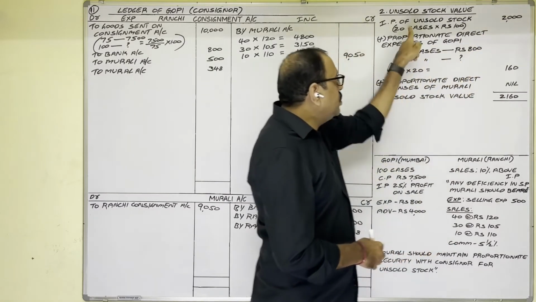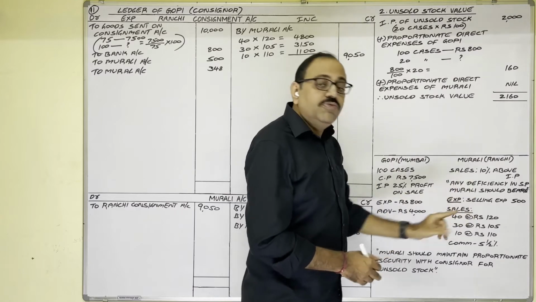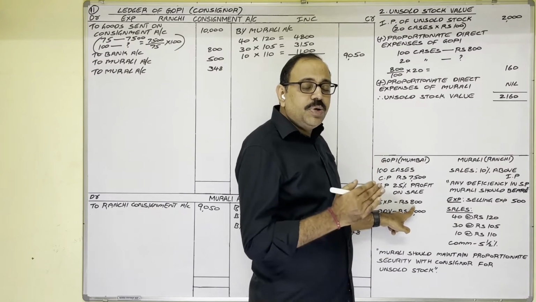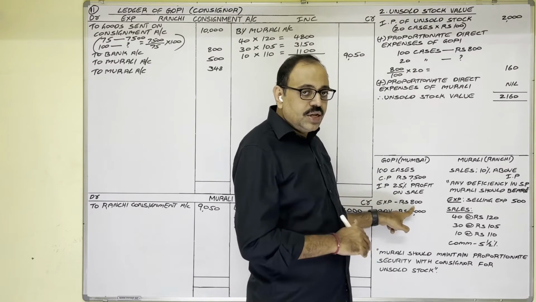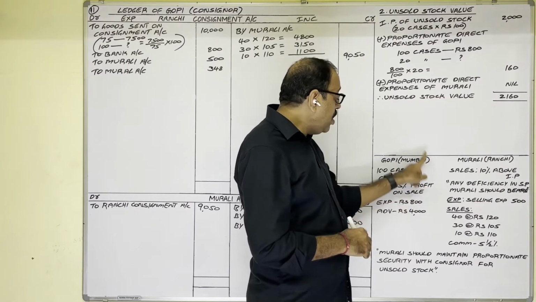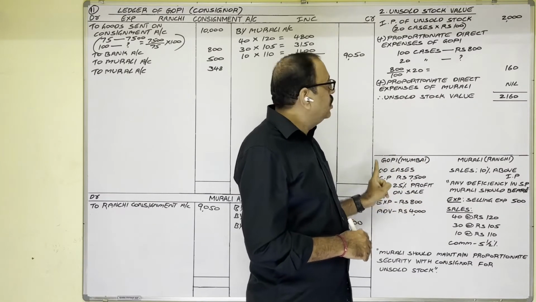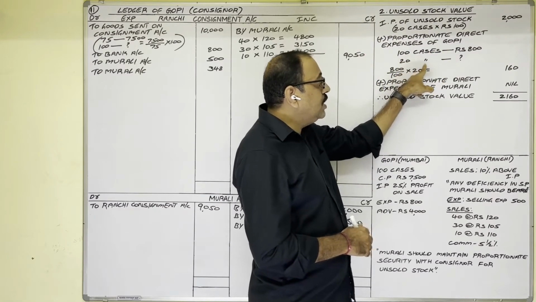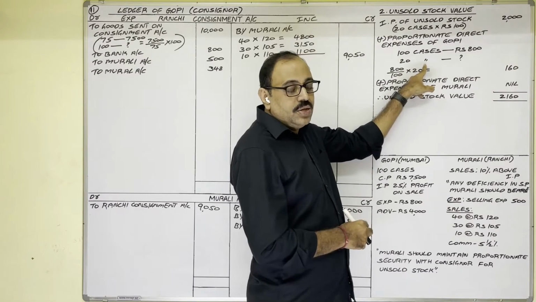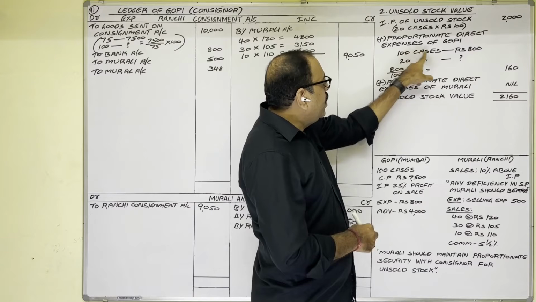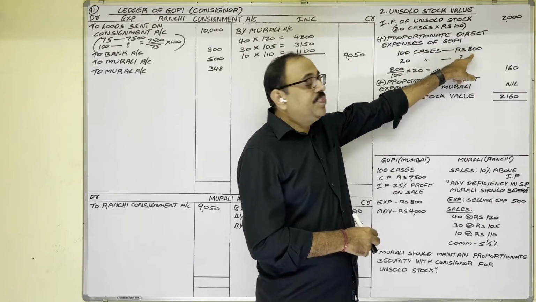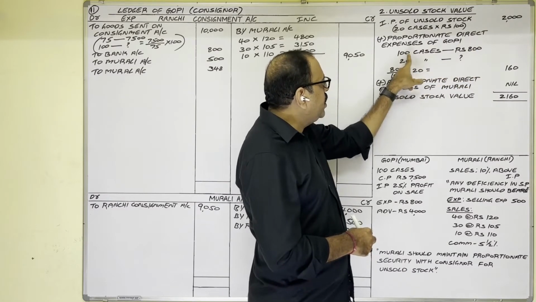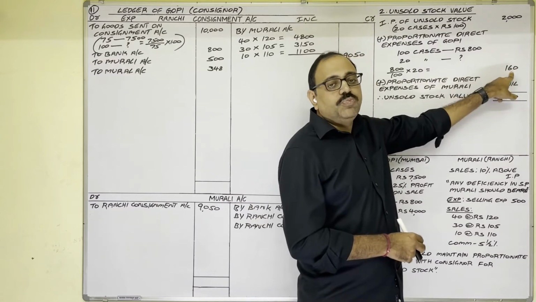To this, proportionate direct expenses of consignor and consignee we should add now. Consignor expenses 800 rupees. Consignor expenses are always direct only, means we should consider here 800 rupees spent on total cases, 100 cases. So we are calculating unsold stock value. Therefore, 20 cases related expenditure only we should consider here. So the question is, if 100 cases expenditure is 800, 20 cases expenditure is how much? So 800 divided by 100 into 20 is equal to 160 rupees.